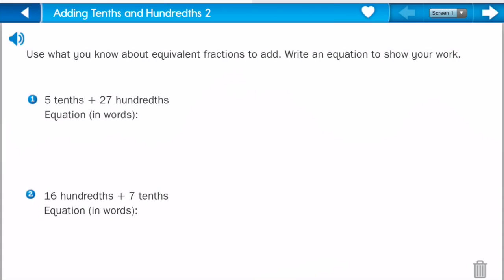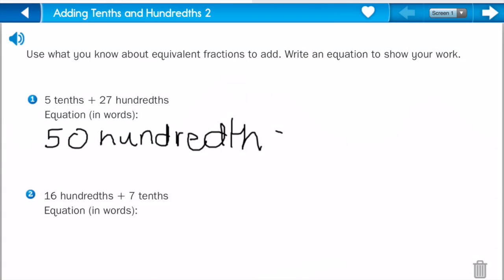So I'm thinking in my head, if I have 5 groups of tenths, that is going to be the same as 50 hundredths. Because I took my 5 groups of 10 and I added them together like this. I'll just write it up here. So I took 10 plus 10 plus 10 plus 10 plus 10.